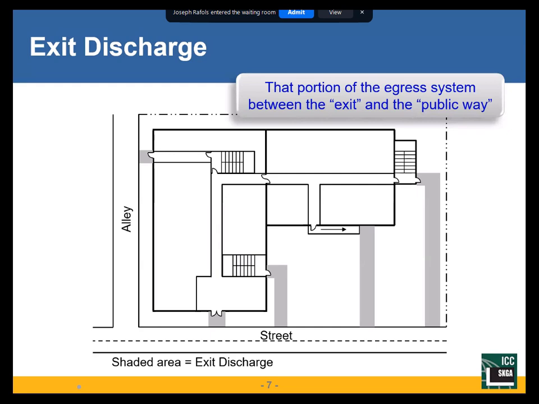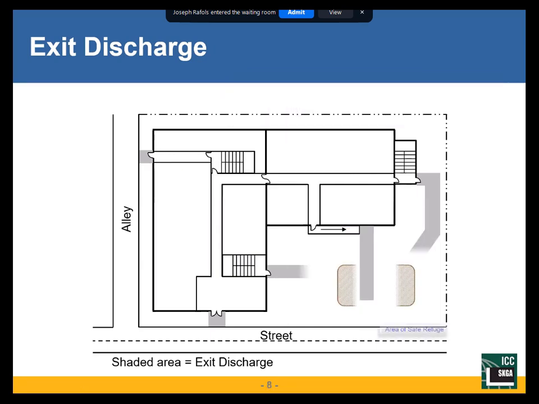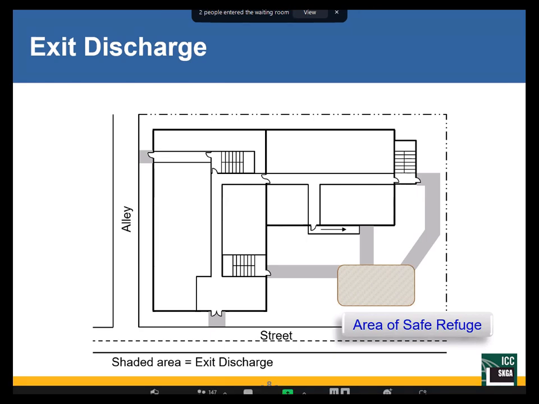There is one option to this where I go from my exit to an area of safe refuge. I'm outside the building, at least 50 feet away from the building. This is a concept that we've used for decades at schools. When you have a fire drill at a school, the students do not go to the street. They go to an area of safe refuge. We can use that same concept in any building.